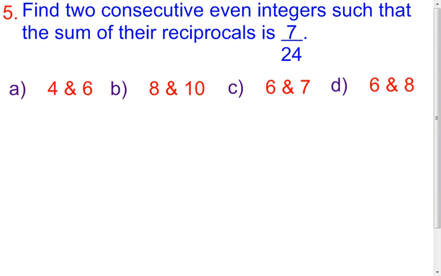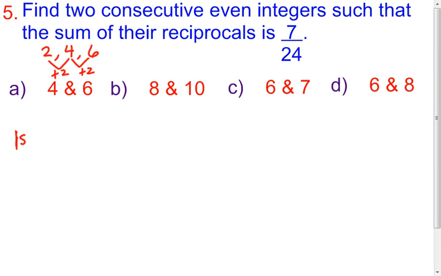All right, the next one. Find two consecutive even integers such that the sum of their reciprocals is 7/24. Okay? So, here's what you want to think about. If I have a list of numbers, let's say that my first number is 2. The next even integer would be 4, and the next even integer would be 6. And to get from one to the next, I add 2, right? I always add 2.